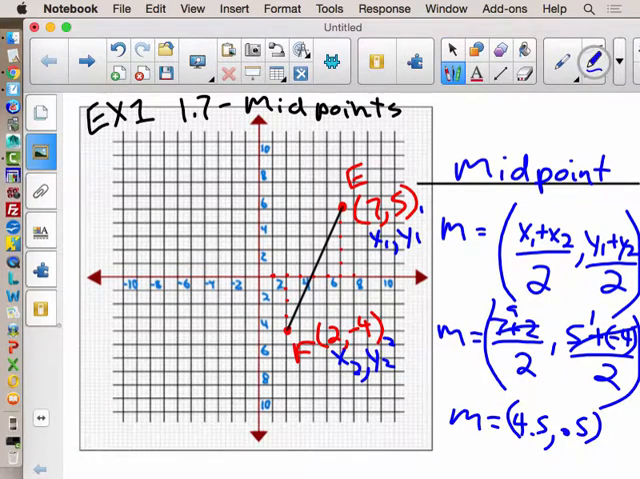So now I'm going to come over to 4.5 and go up a half, and it does cross right there. That's my midpoint. And it occurs at 4.5, comma, 0.5. Does that make sense? Any questions on that?